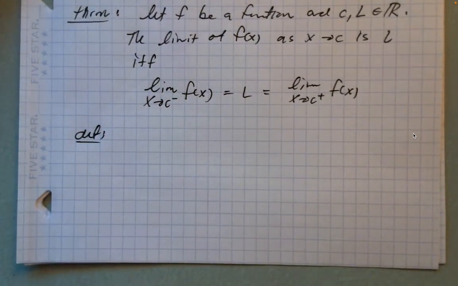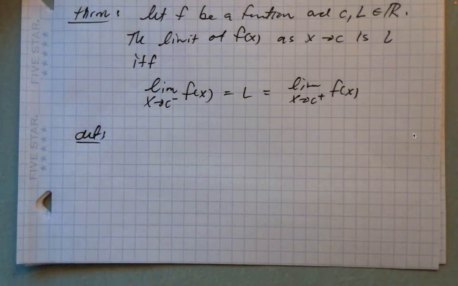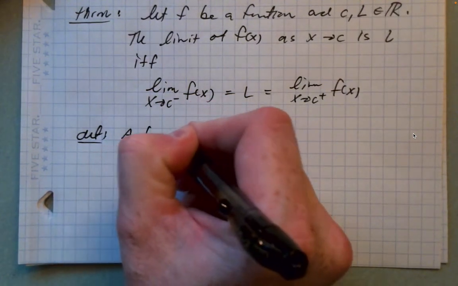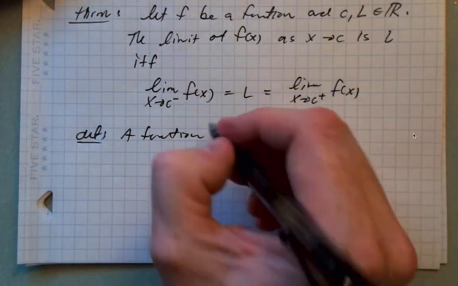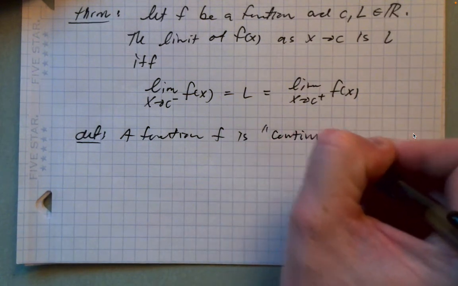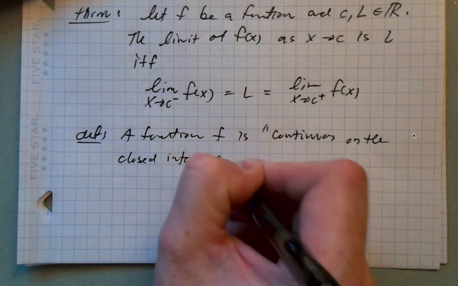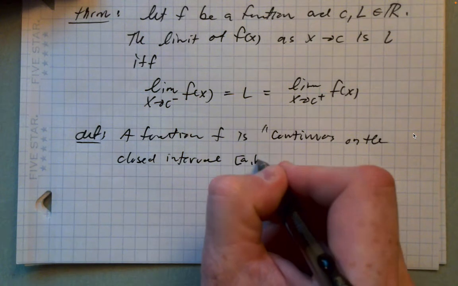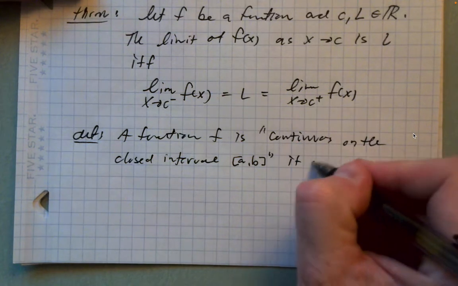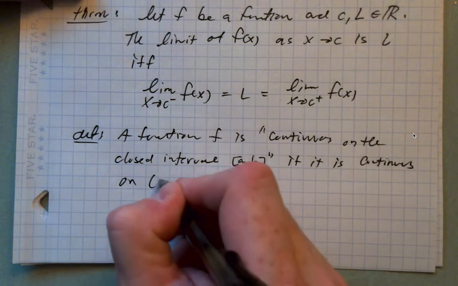So we talked about continuity at a point, we talked about continuity at an open interval, and given left and right hand limits, we can now discuss the idea of continuity on a closed interval. So a function f is continuous on the closed interval [a, b], right? So you write that like that, if it is continuous on the open interval (a, b), of course.